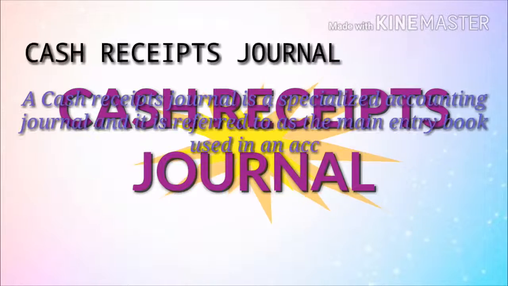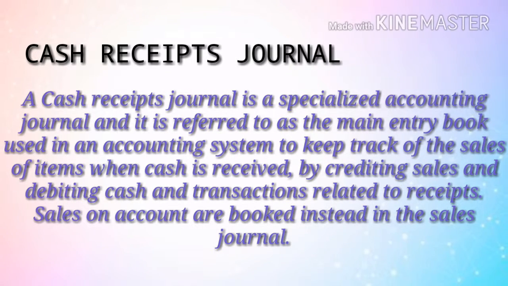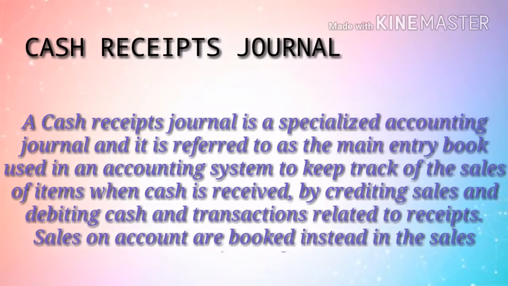Cash Receipts Journal. Cash Receipts Journal is a specialized accounting journal. It is referred to as the main entry book used in an accounting system to keep track of the sales of items when cash is received, by crediting sales and debiting cash and transactions related to receipts. Sales on account are booked instead in the sales journal.